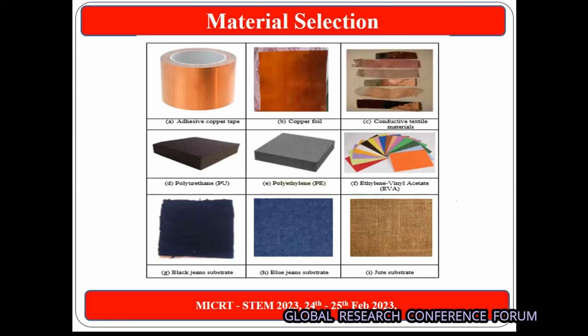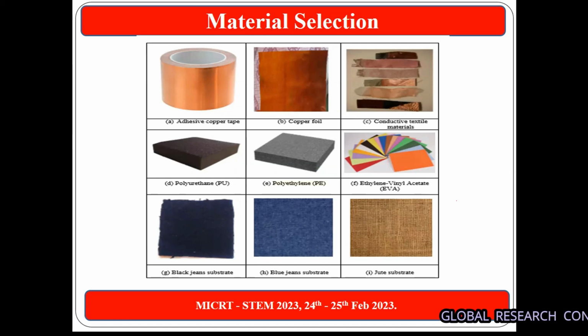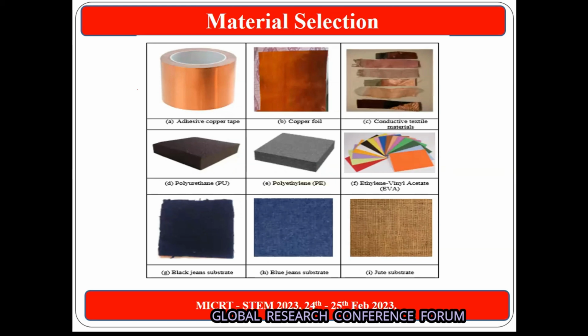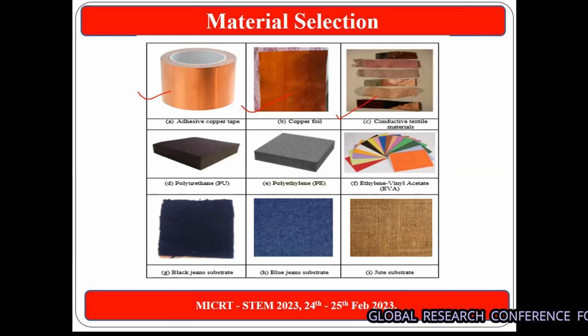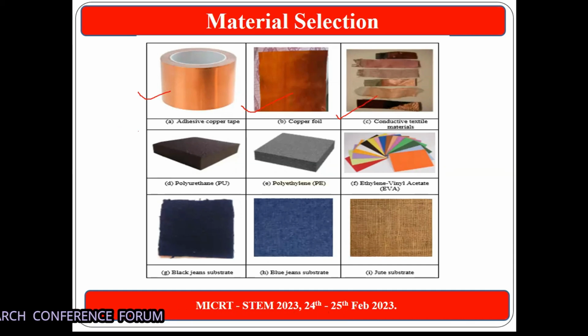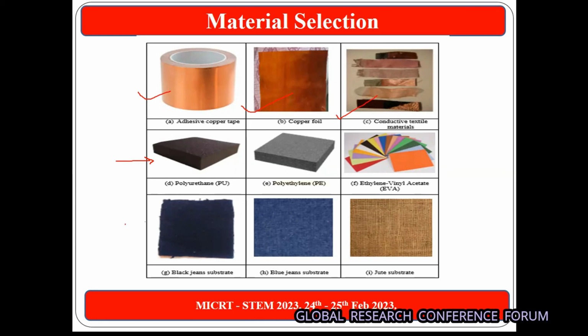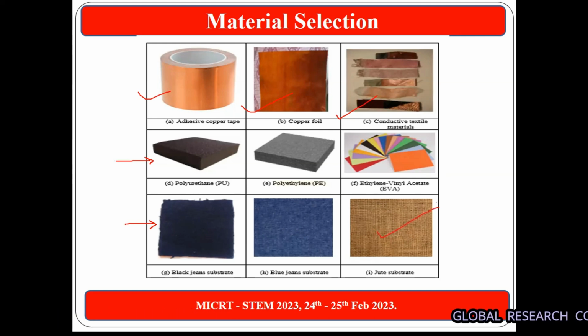Now the material selection. So basically the materials which are available in the market that can be used for manufacturing the wearable antenna are adhesive copper tips like this, or simply you can use a copper foil, or nowadays conducting textile threads or these materials are also available in market. This can be used as a conducting part. Whereas as a substrate, this can be used, that means a foam, or in case of textile, a jeans denim based material can be used either with the black or blue color, or even jute material is also used.